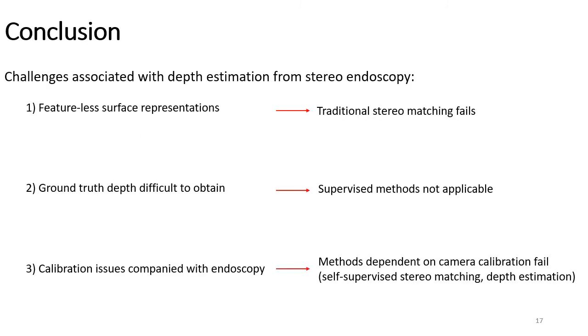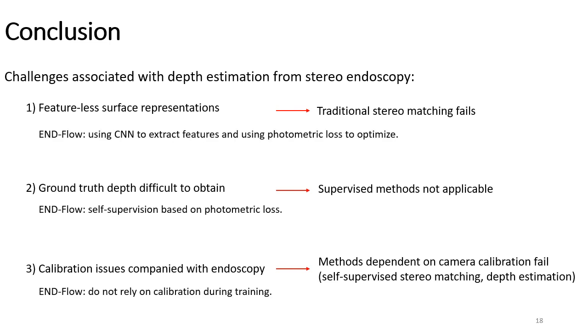In conclusion, back to the challenges. To overcome the first challenge, our method uses a CNN to extract features and uses photometric loss to overcome featureless surface representations. To overcome the second challenge, we use self-supervised losses and proxy labels. To overcome the final challenge, we use an optical flow-based method that does not require camera parameters during training.